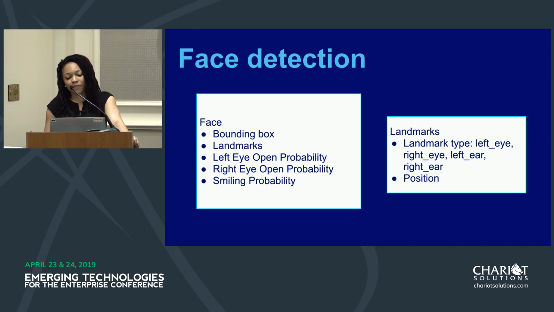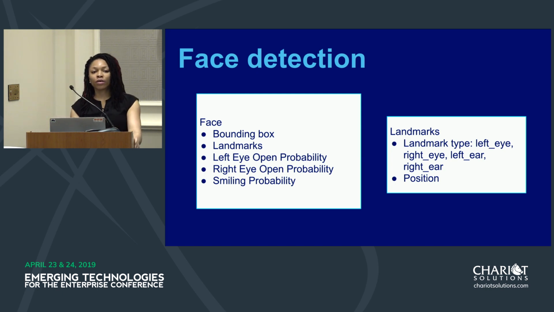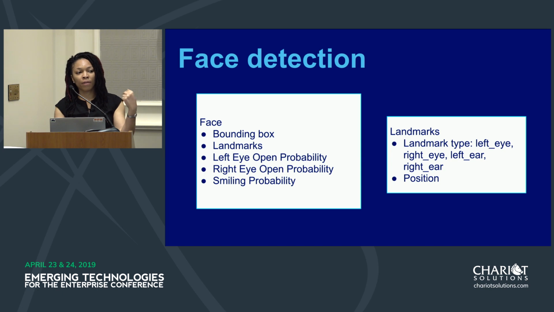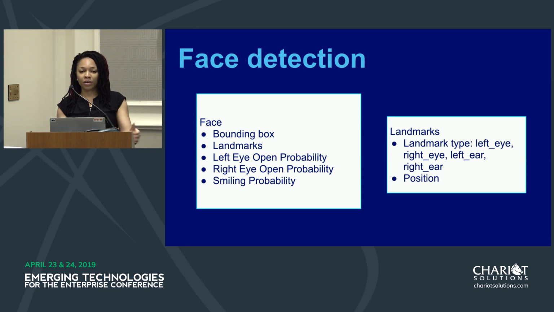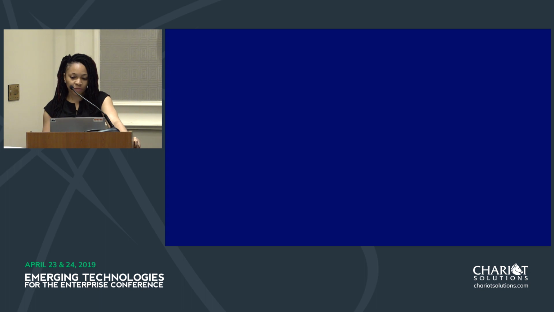So it returns a list of faces, and inside of my face, I have the bounding box. The bounding box is just rectangular coordinates that show where the face is in the picture. The landmarks are shown on the left: landmarks on my left eye, right eye, and their positions. And then, as I mentioned earlier, it tells me whether my left eye is open, whether my right eye is open, and it returns the probability of that, and the probability of whether or not I'm smiling. So that's it for face.